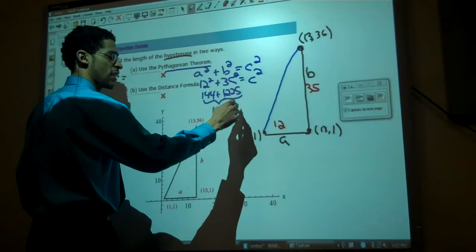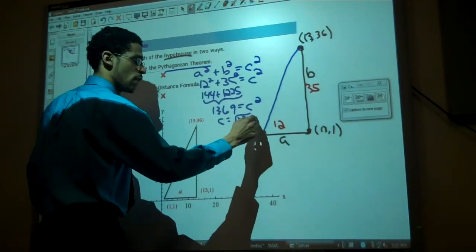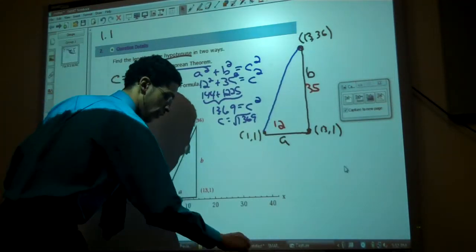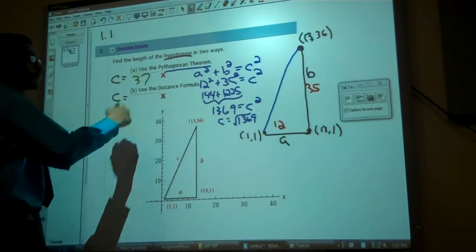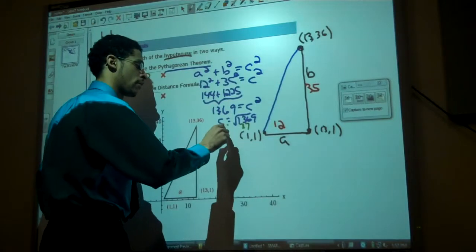That's what C squared is. So C is the square root of that. That's a perfect square? 37. I never thought of it. 37 squared is 1,369.